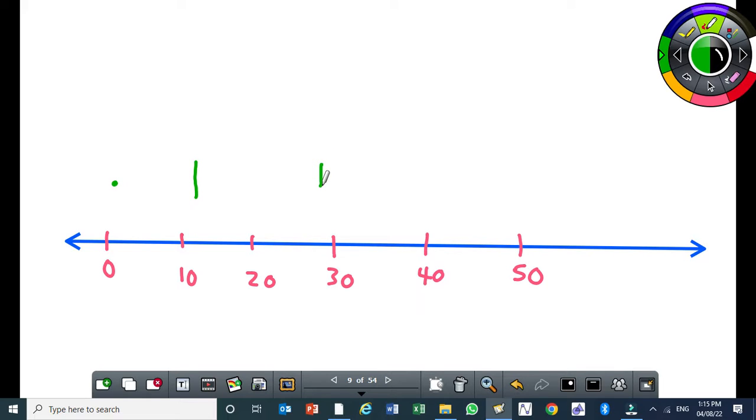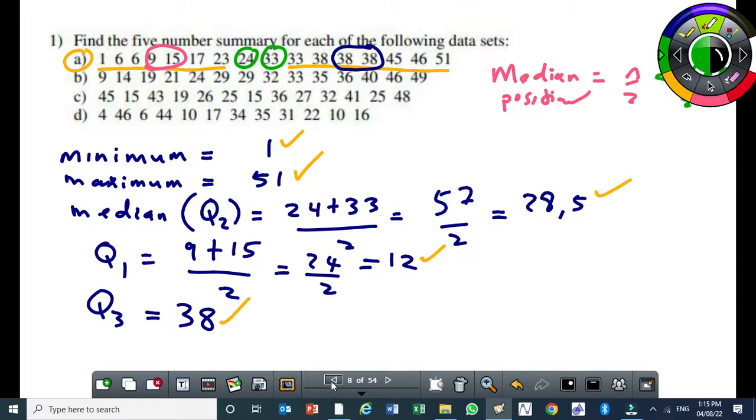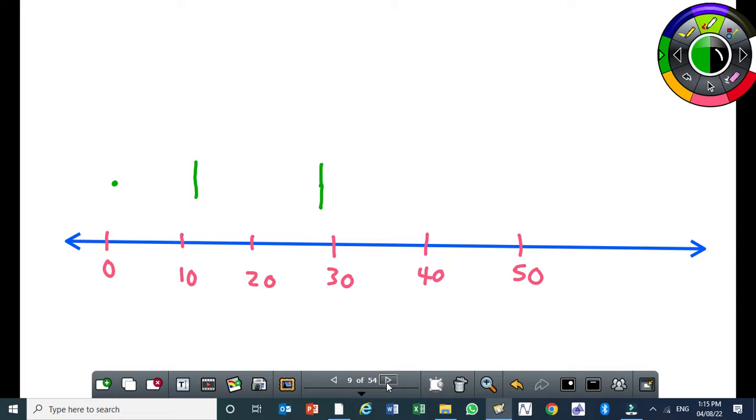Now, the length of the line which represents the lower quartile must be the same as the one for the median. Please, I don't have a ruler, so I'm just approximating. But you will have a ruler, so you must make sure that the length of this vertical line, which represents the lower quartile, is the same as for the median. Then our Q3 is 38. Alright, 38 is very close to 40. So I'll just draw it like that. Then I'll draw my box. Okay, that's my box there.